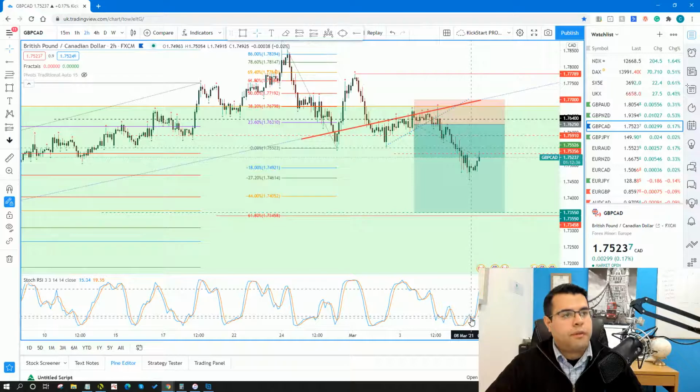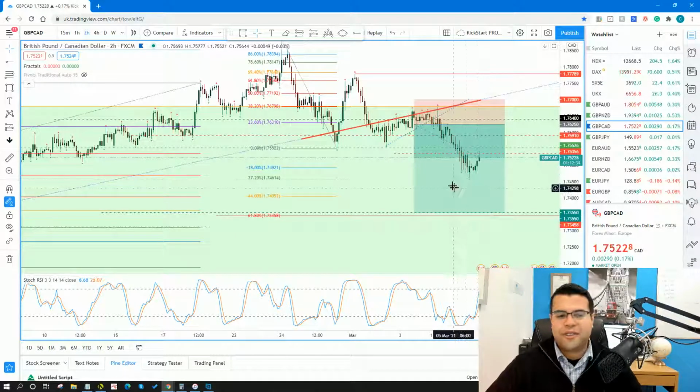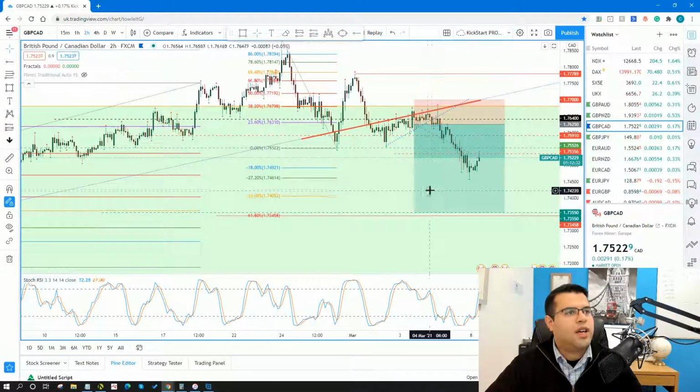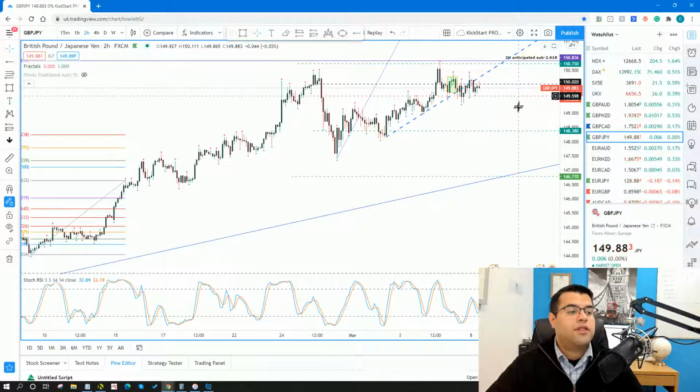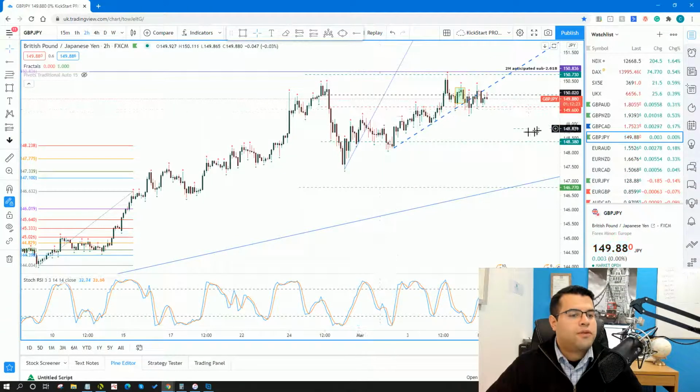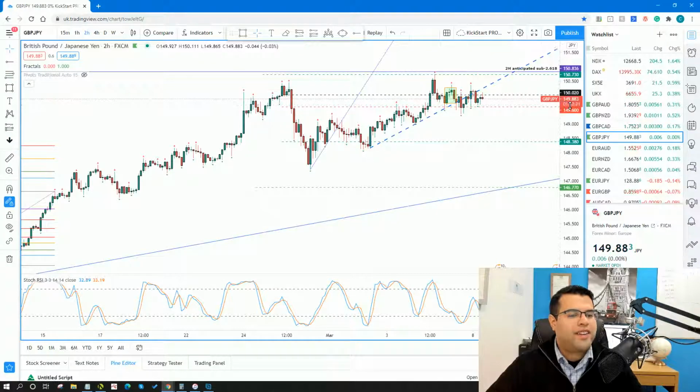We jumped from the buy zone straight back to the sell zone in no time at all. And so I do anticipate that pound CAD could continue the sell-off, and if it does, I'll be sitting there waiting and ready, right?